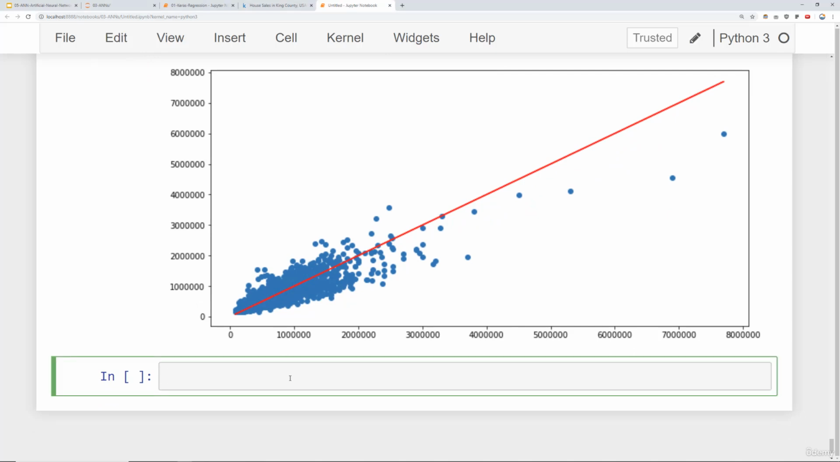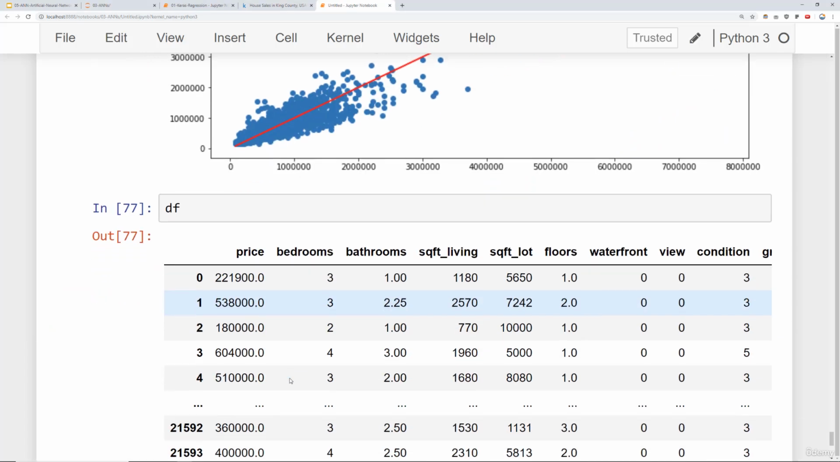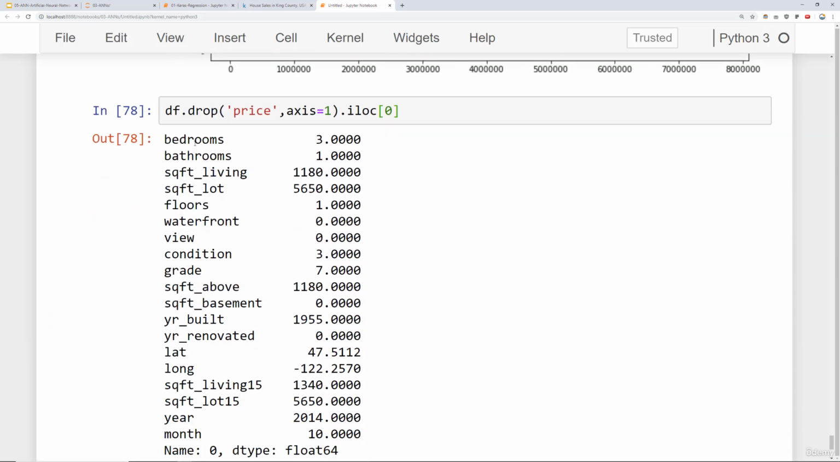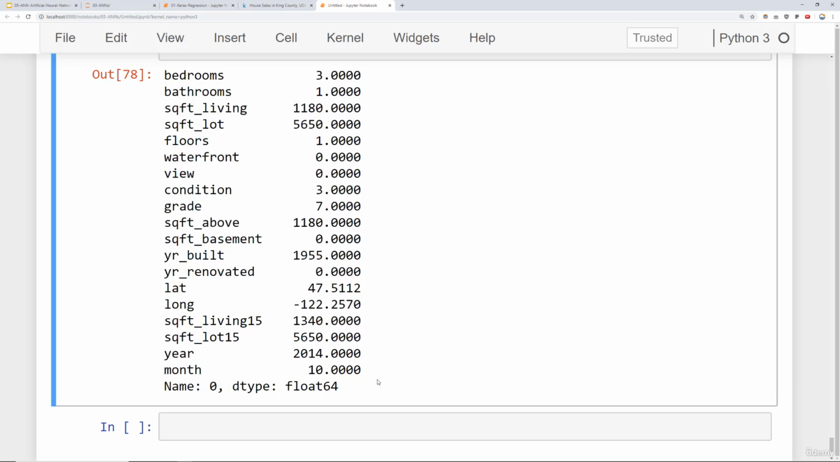So let's take a look at our original data frame. We'll go ahead and just pick the very first house here. So let's say df, and what we'll do is drop the price of this house. So say drop the price along axis equal to 1, and then just grab the very first house here. So what this is, these are only the features of a new house on the market.